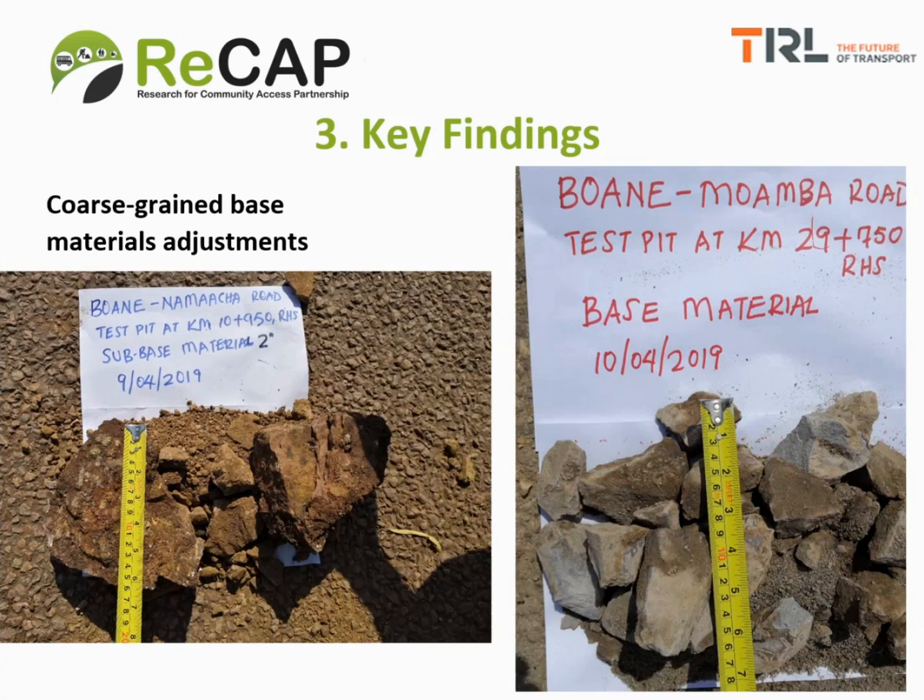Another interesting finding was the performance of pavements that were made up of very coarse materials. The coarseness allowed for the classification to be in the range of cobbles and boulders. You can see here on the left one of the boulders taken out of a sub-base layer, and on the right, cobbles that were taken out of a base course.